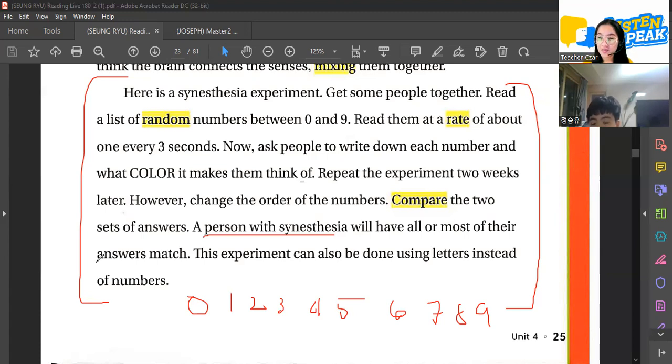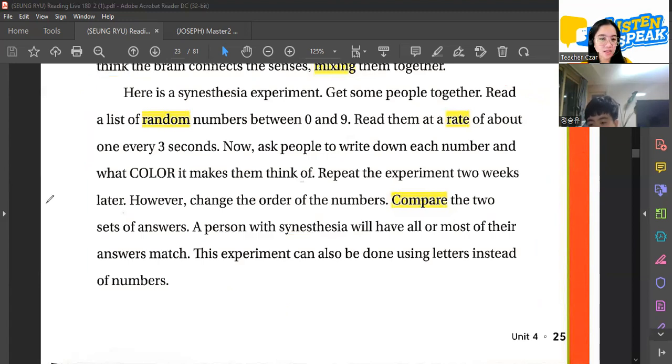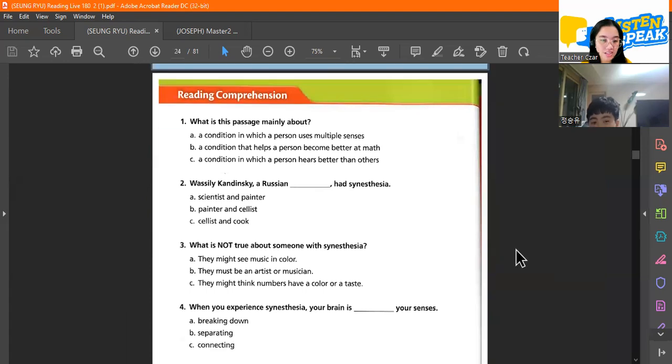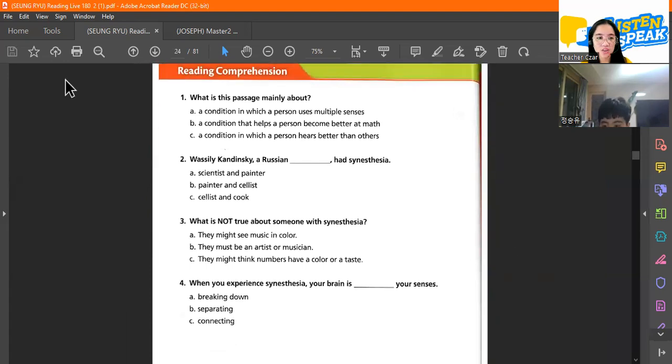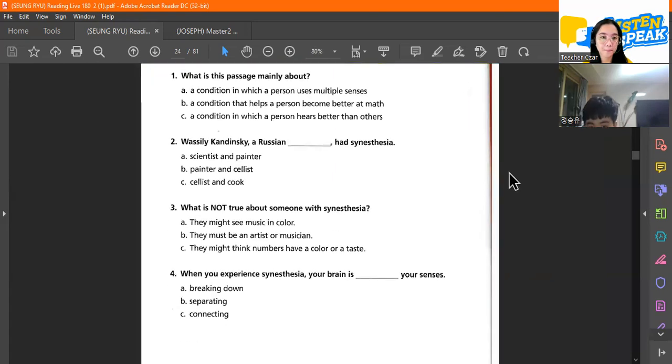Do you have any questions? No. So let's move on now to the next reading comprehension. Here you will have 4 questions first. So let's start with number 1.